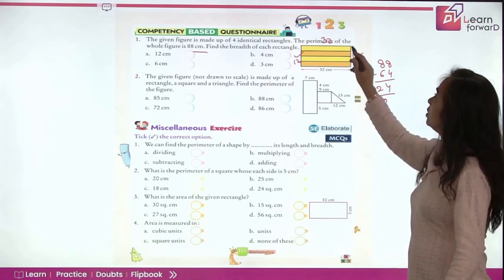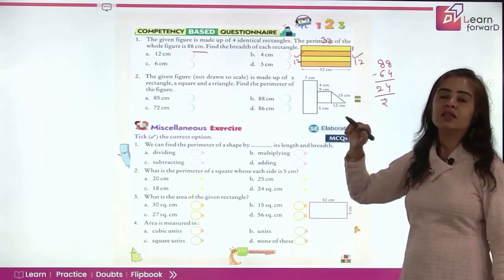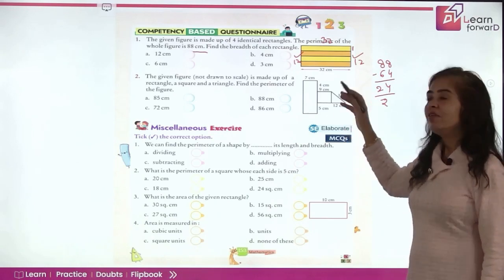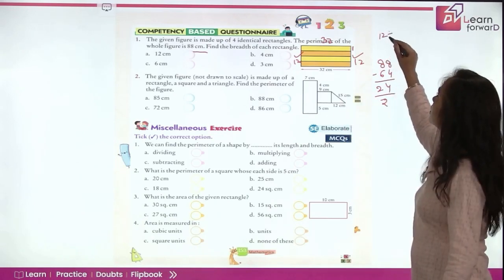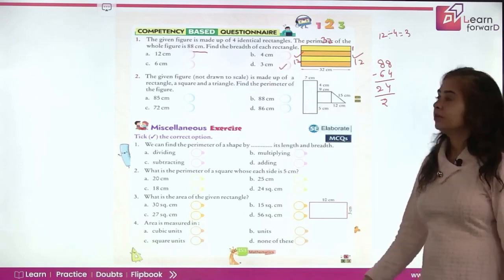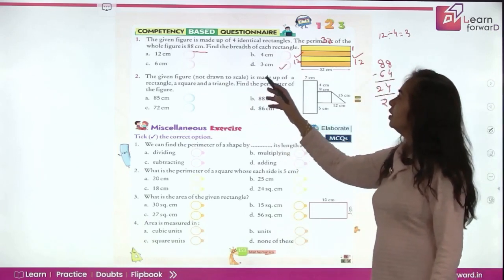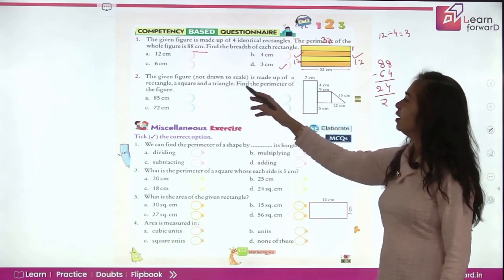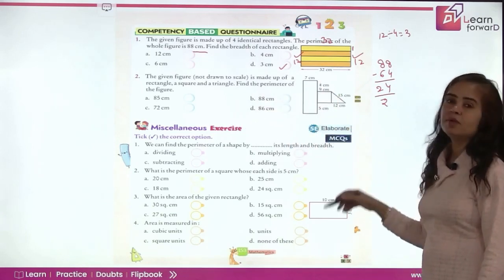So what will be the width of just one part? 12 divided by 4 because they are equal. So you get 3 as your answer. Next, the given figure is made up of a rectangle, a square, and a triangle. Find the perimeter of the figure.